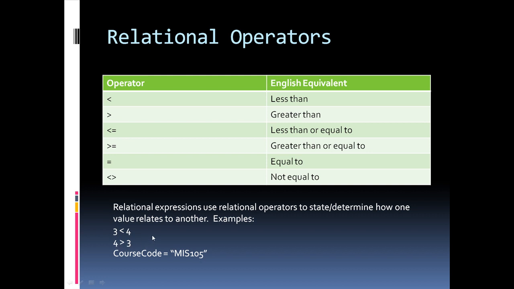Okay? And it doesn't have to be numbers. Notice I said how one value relates to another. That could be a numeric value, or it could be something like this. If I asked you to grab your printed schedule from Moraine and tell me what the course code is, is the course code equal to MIS 105? So that's an example of a non-numeric relational expression.